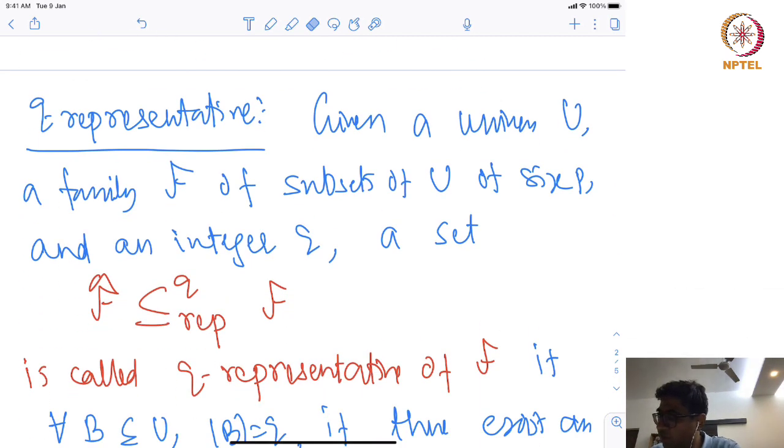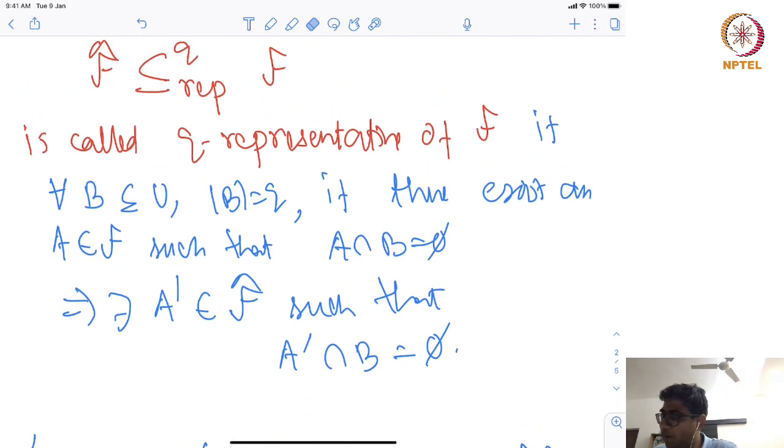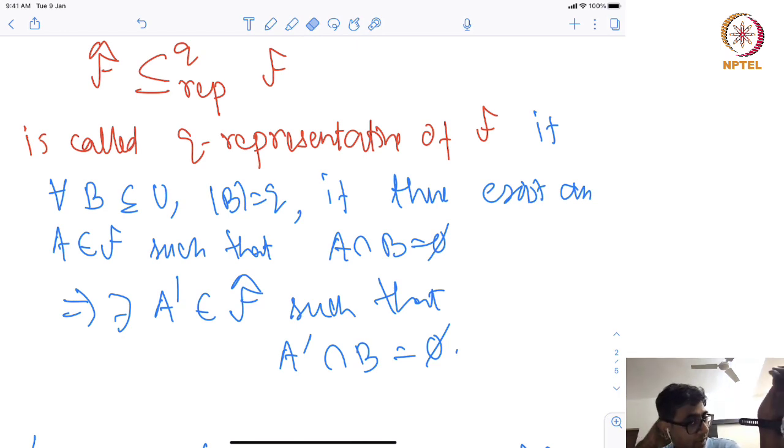You are given a universe U, a family F of subsets of U of size P, and an integer Q, and you want to produce a subset F hat of F which is called Q representative if the following property holds. For all B subset of U whose size is Q, if you are able to find a set A in your family such that A intersection B is the empty set, then in my subfamily F hat also I should be able to find you a set A prime such that A prime intersection B is empty.